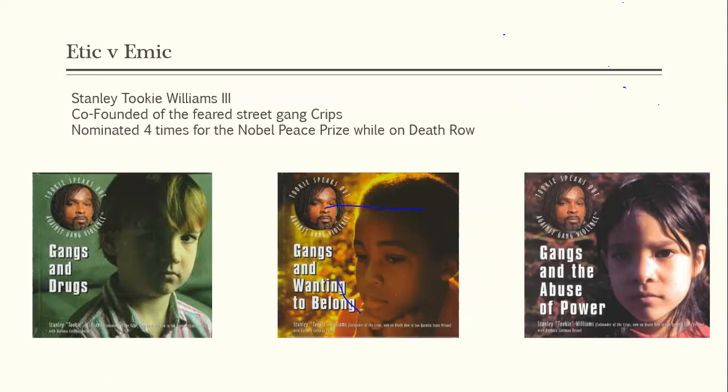While he was on death row, he started writing children's books about gangs and drugs and about gang life. His children's books were so effective that he was nominated 4 times for the Nobel Peace Prize. The Nobel Peace Prize. Can you imagine, while you're on death row, being nominated 4 times? And you ask yourself, why were his books so effective?